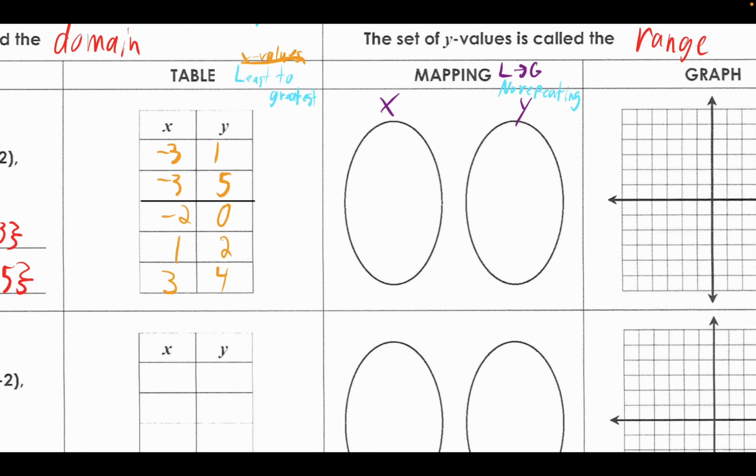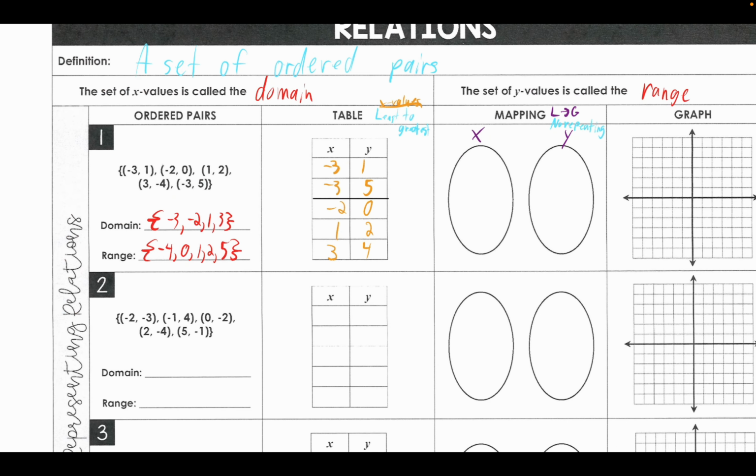And so when you list it, it's the exact same as the domain and range. So just a little bit ago, we said the domain was -3, -2, 1, and 3. And the range was -4, 0, 1, 2, 5, because once again, just like domain and range, it's least to greatest with no repeating.